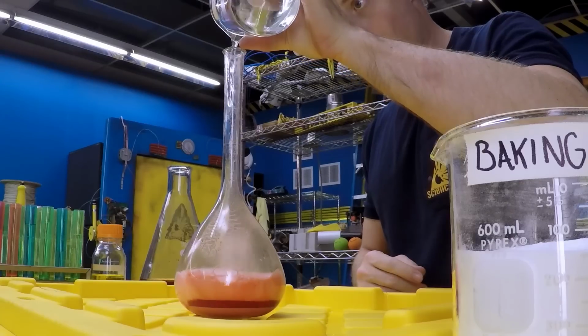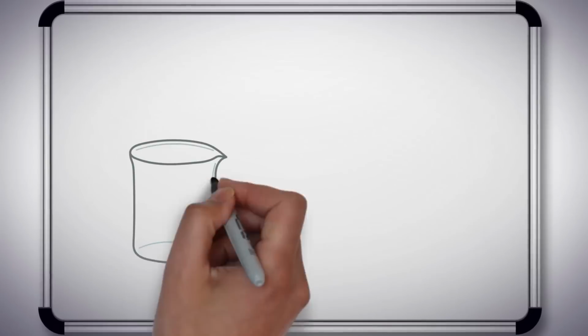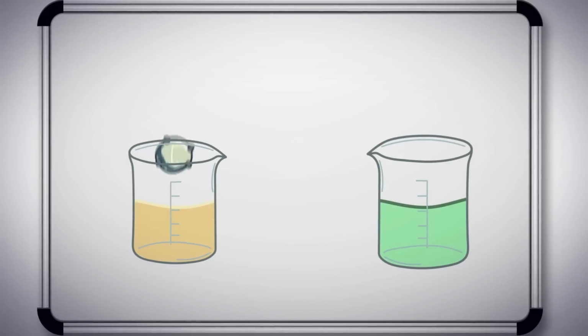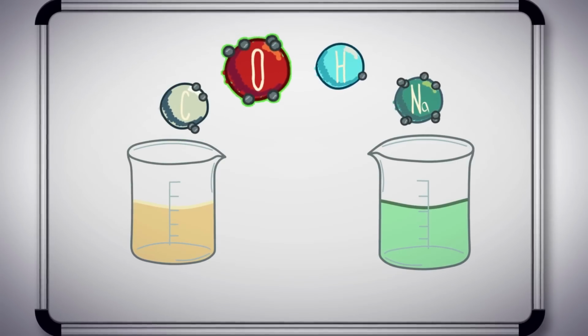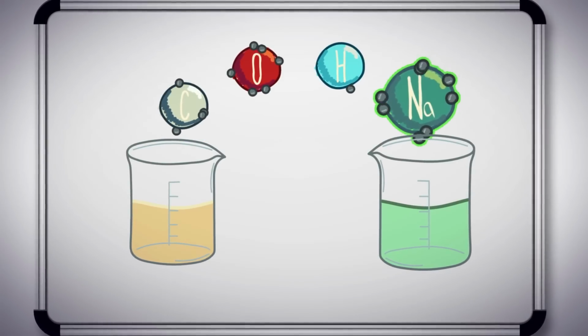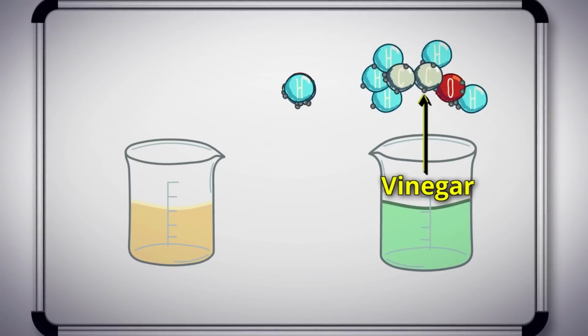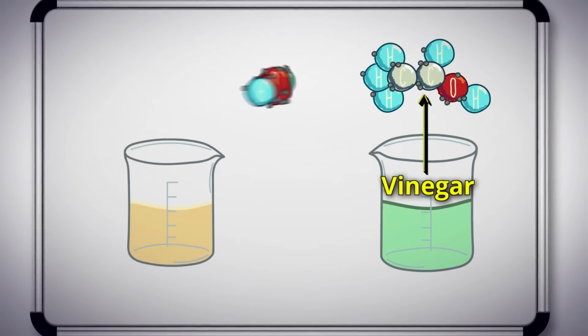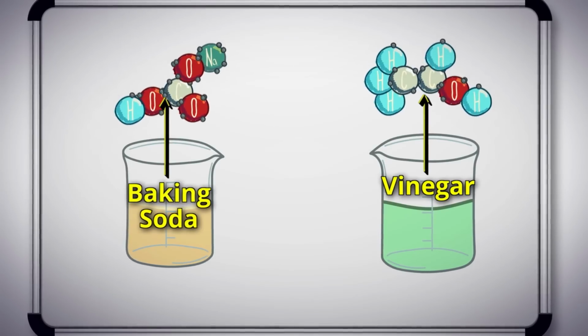Let's take a closer look at what's going on when we mix vinegar and baking soda. All chemicals are made of atoms. There are only 4 types in our reaction: carbon, oxygen, hydrogen, and sodium. When they go together like this, it is a molecule of vinegar, or acetic acid. And this is a molecule of baking soda, or sodium bicarbonate.